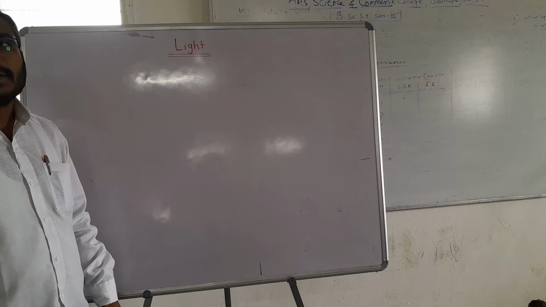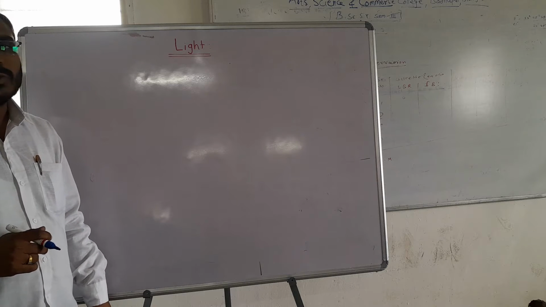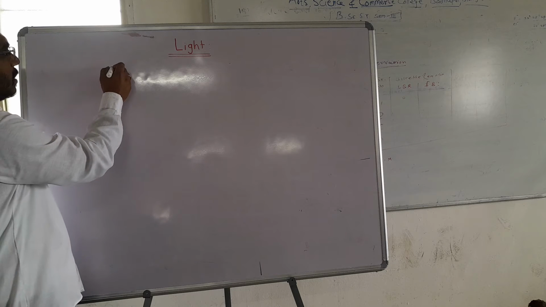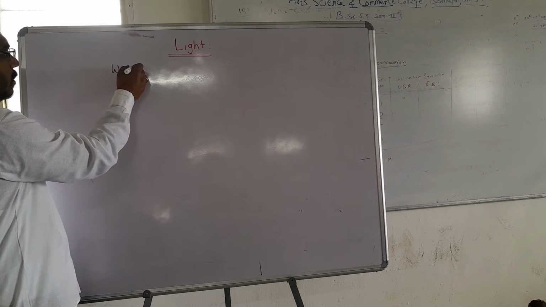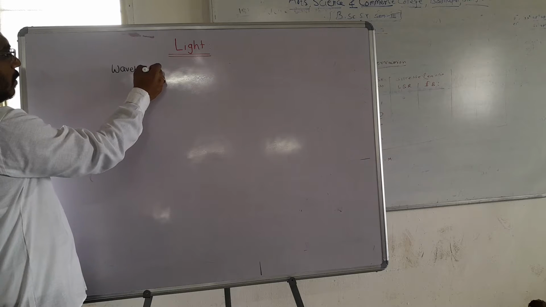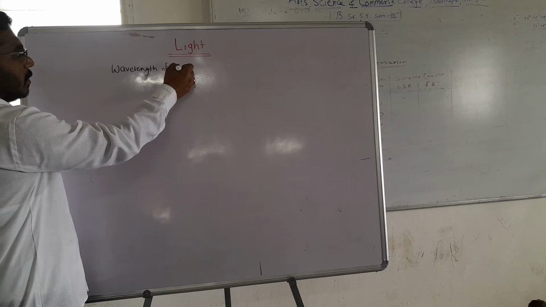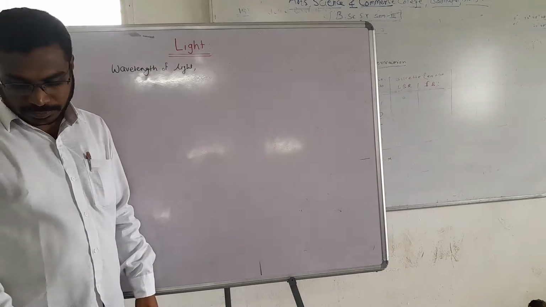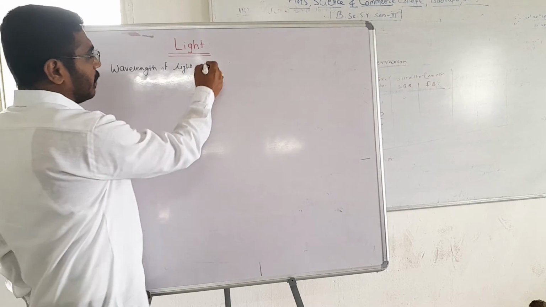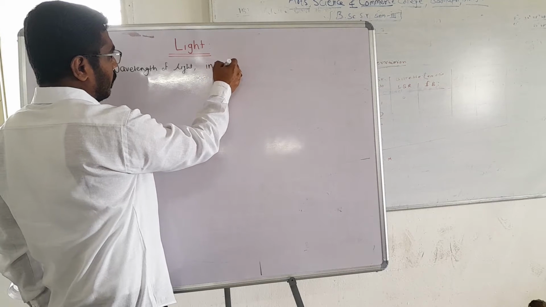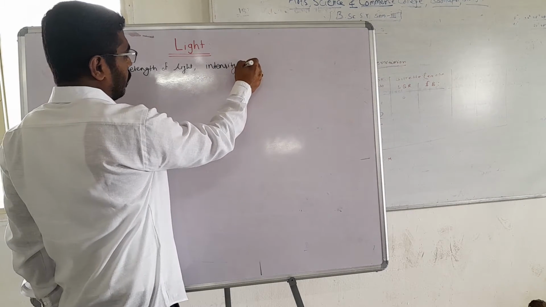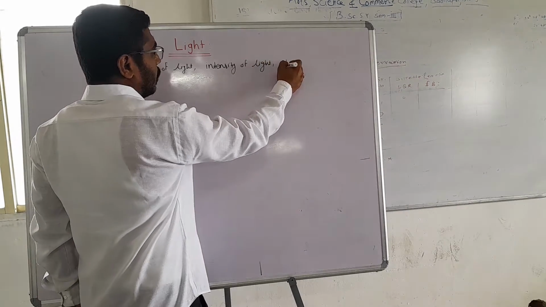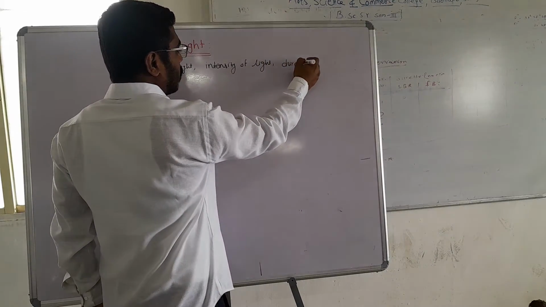Light includes three factors related to it: first, the wavelength of light, then another, intensity of light, and third is duration of light.